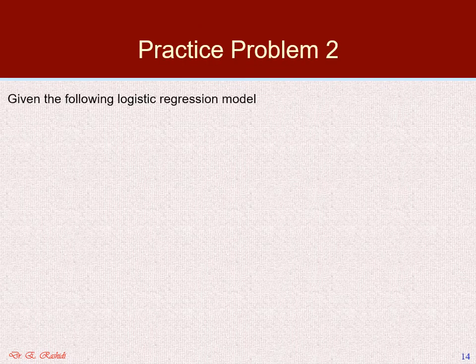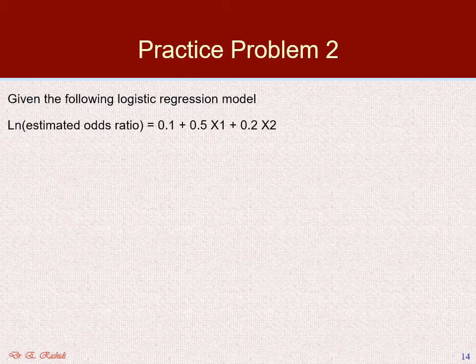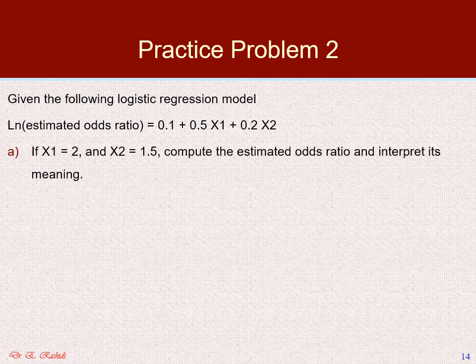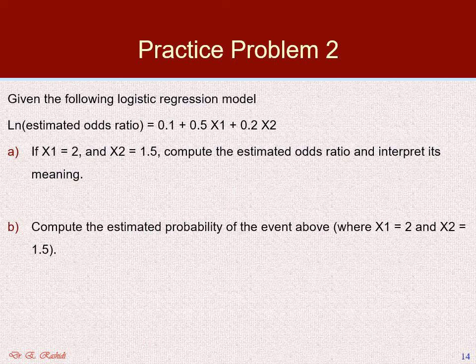All right, let's do another practice problem. Given the following logistic regression model, the natural logarithm of the estimated odds ratio is equal to 0.1, that's B0, plus 0.5 multiplied by X1, plus 0.2 multiplied by X2. Part 1: if x1 is equal to 2 and x2 is equal to 1.5, compute the estimated odds ratio and interpret its meaning. Part 2: compute the estimated probability of the event above, where x1 is 2 and x2 is 1.5.